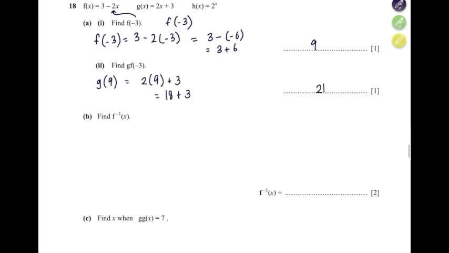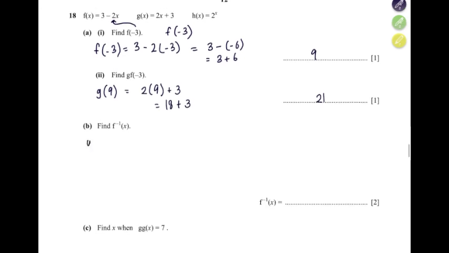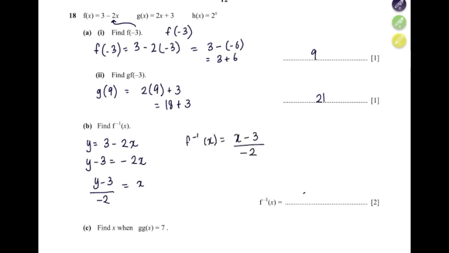Now f inverse. To do that, you write y equals 3 minus 2x, make x the subject. y minus 3 equals minus 2x. We can send this 2 down. y minus 3 divided by negative 2 equals x. So f minus 1 of x equals x minus 3 divided by negative 2. Now you're supposed to put x back. Just replace y with x. x minus 3 over negative 2.